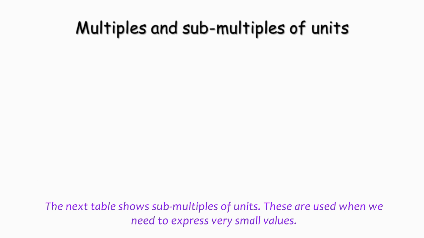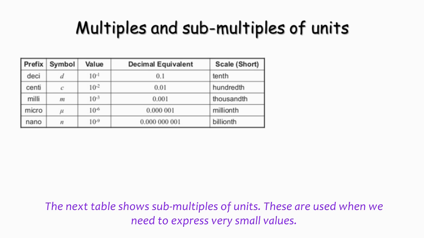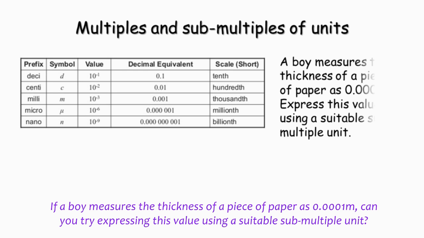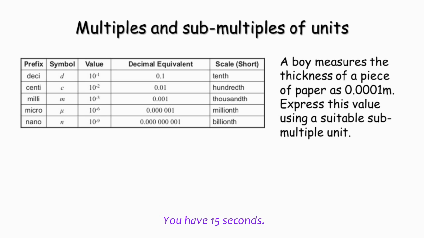The next table shows submultiples of units. These are used when we need to express very small values. If a boy measures the thickness of a piece of paper as 0.0001 meter, can you try expressing this value using a suitable submultiple unit? You have 15 seconds.